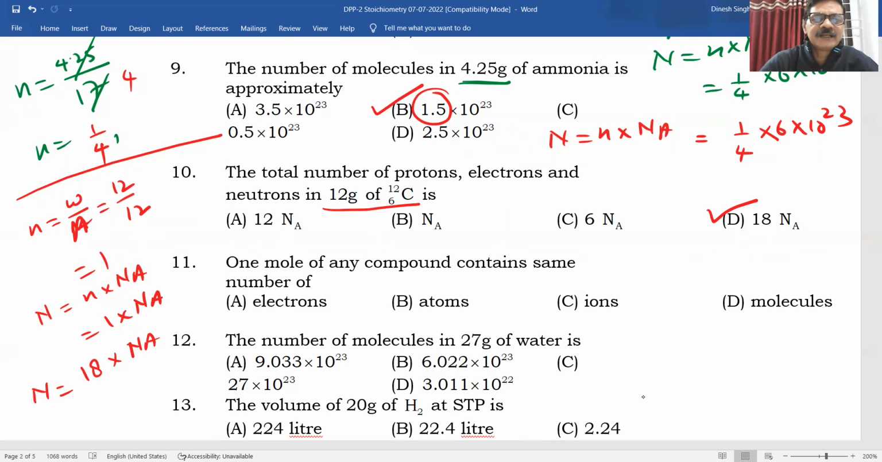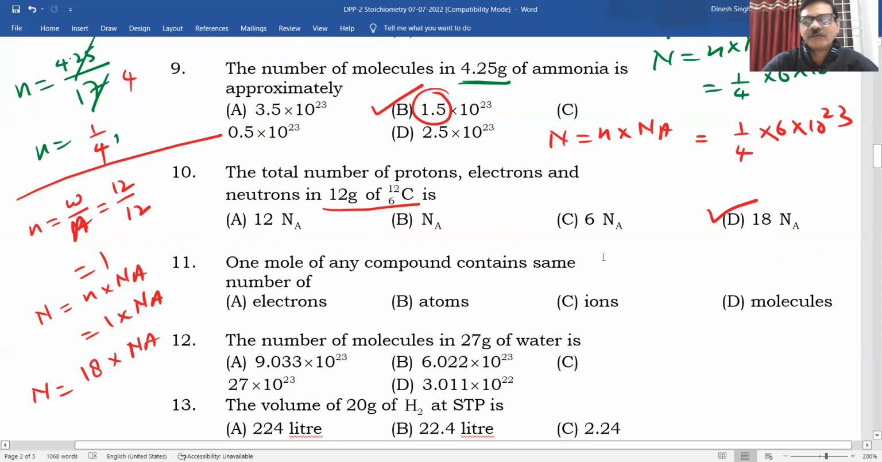So in that way we can calculate; all 4 formulas are applied here. 1 mole of any compound contains the same number of molecules. Okay? He is asking for a compound. So compound is what? A molecular substance.